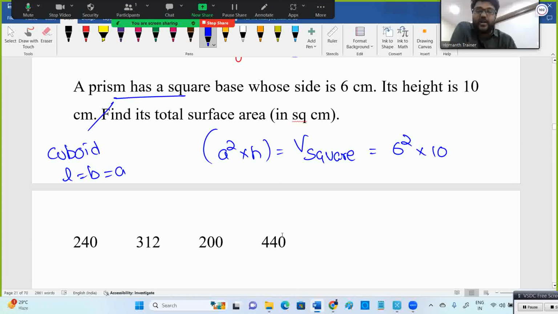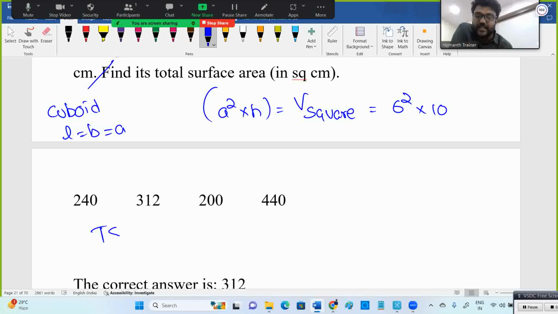Total surface area means what, sir? Total surface area is nothing but the outside area. See, this room is also a cuboid. What is your front side area? You have length, breadth and height. Take this as the length, this as the breadth, and this as the height. What is this front area? Length into height is the front area.